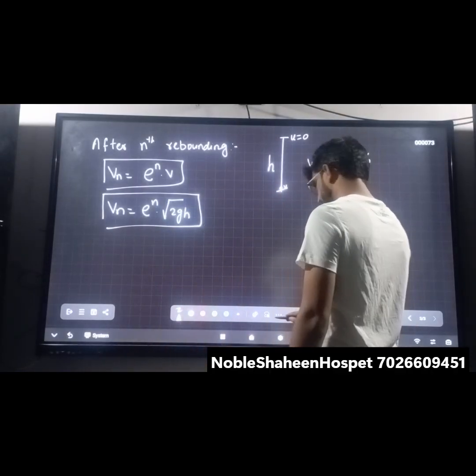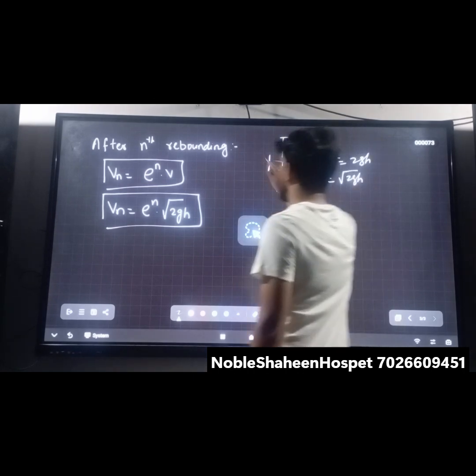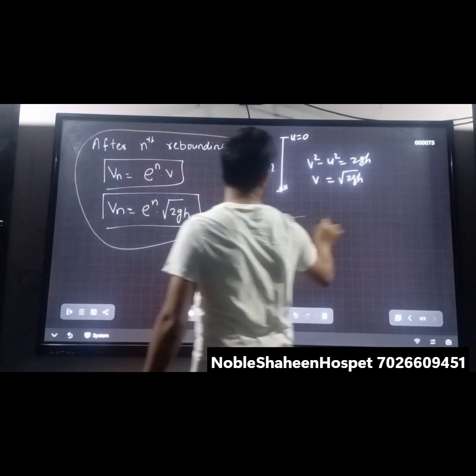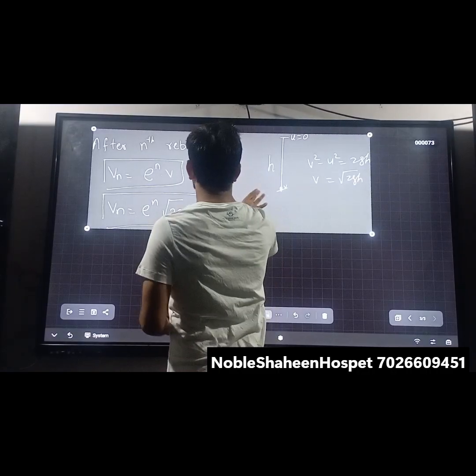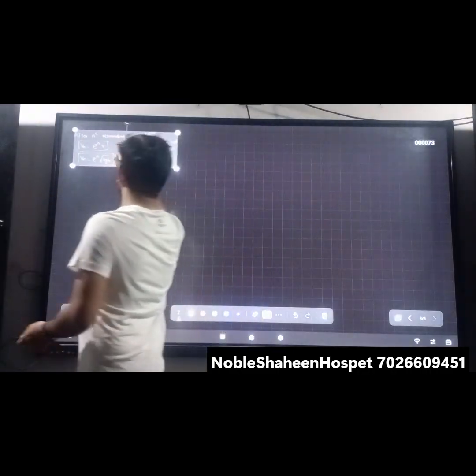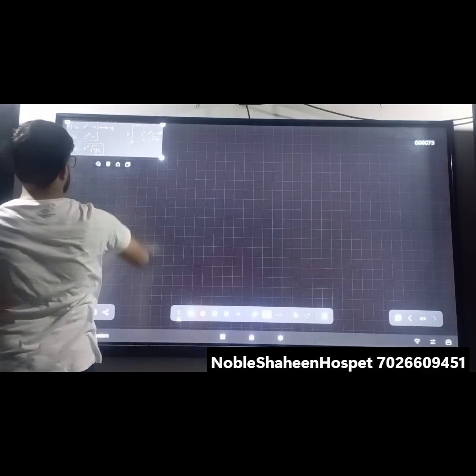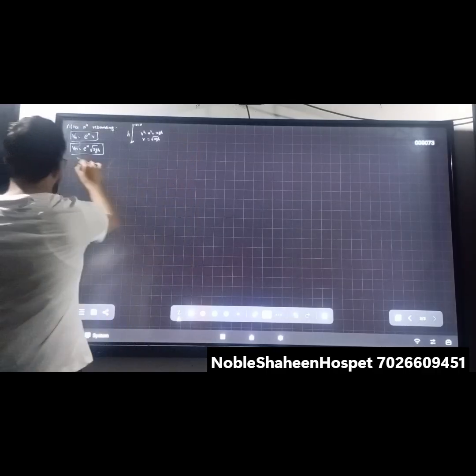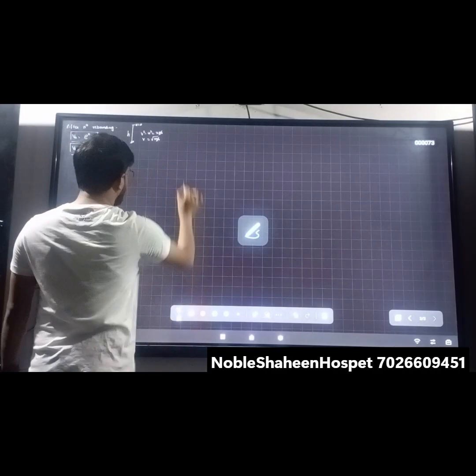Let me make this a little smaller. How can we minimize this? This is the method. I'm just going to minimize this. Now let's take one question related to this formula.